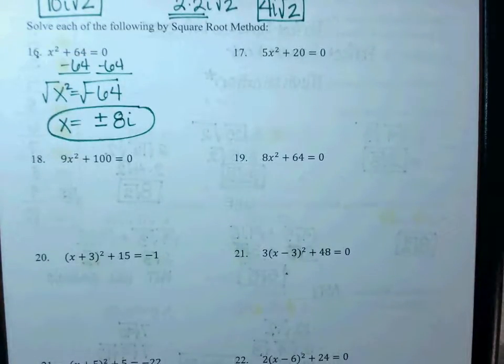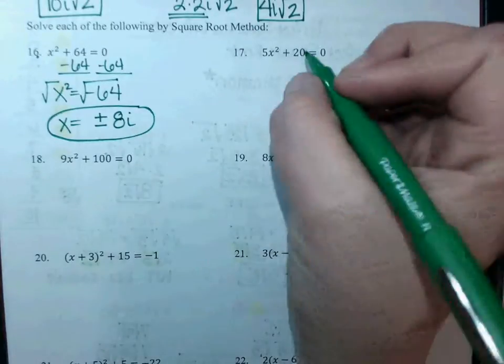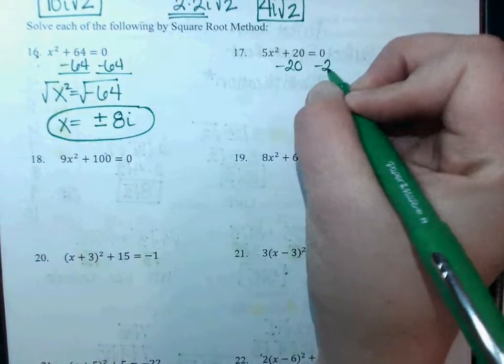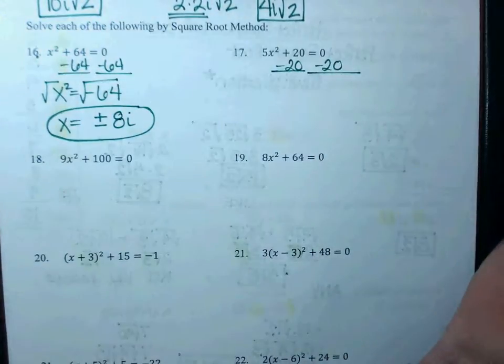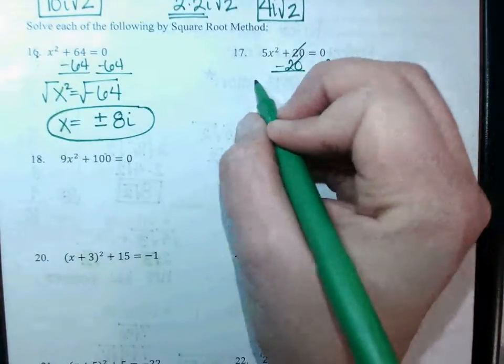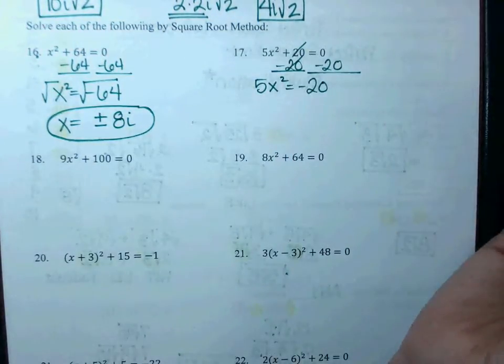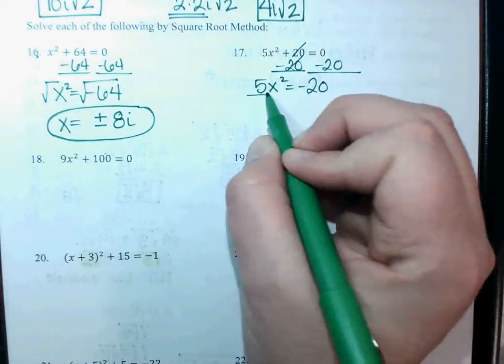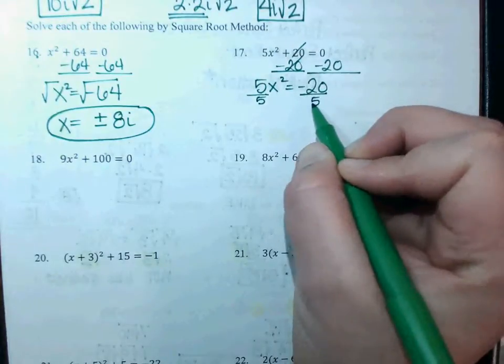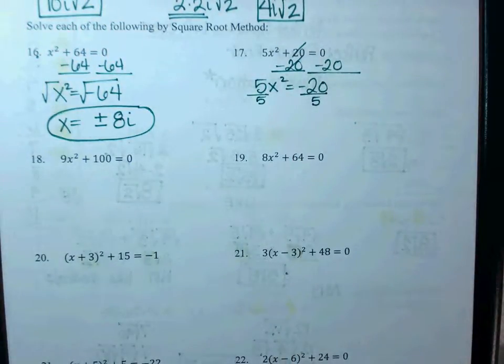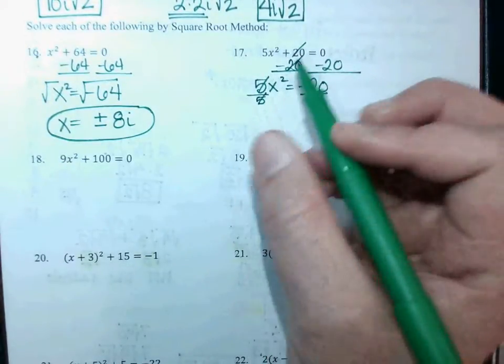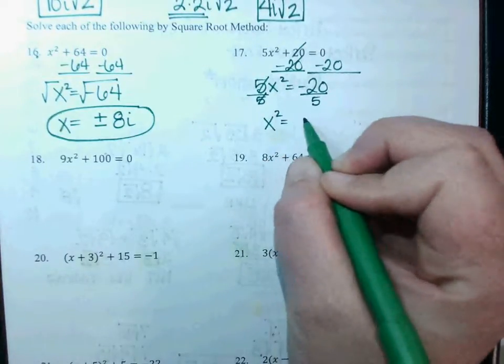Okay, look at number 17 next. What would I do first? Okay, minus 20. 0 minus 20 is negative 20. Can I square root now? No, we'll get rid of that 5 too. Got to get rid of the 5 by dividing. Good. Negative 20 divided by 5, what do I get? Negative 4.